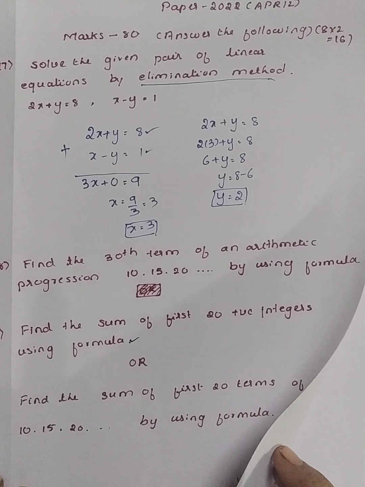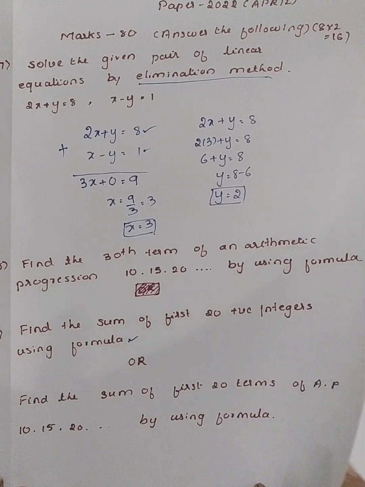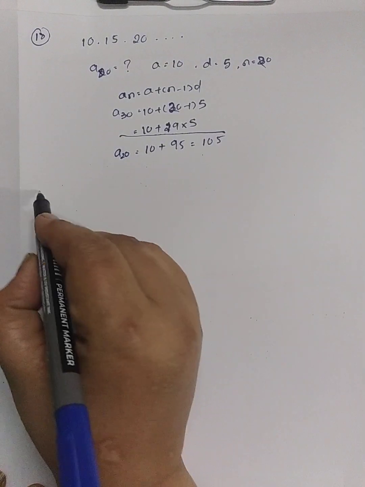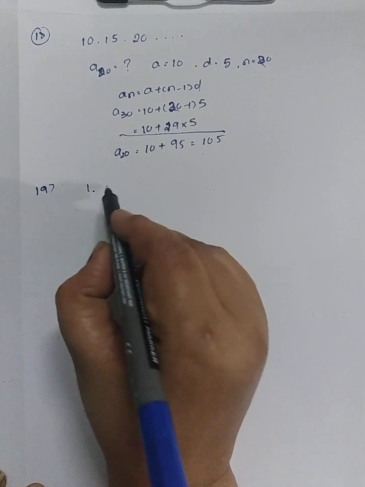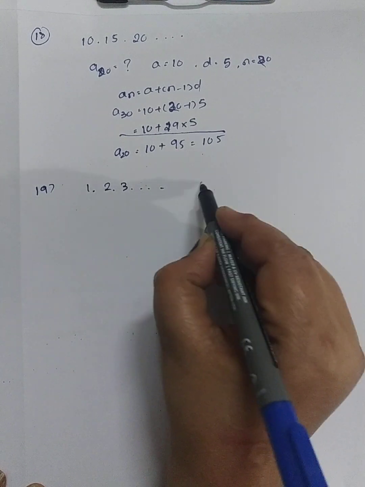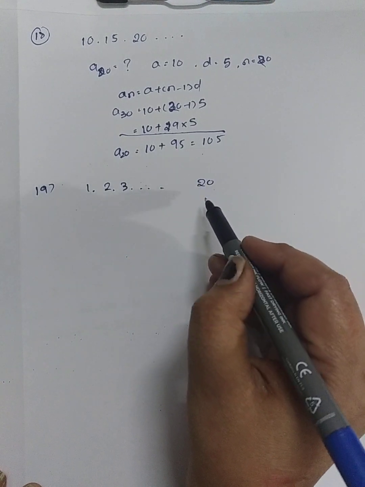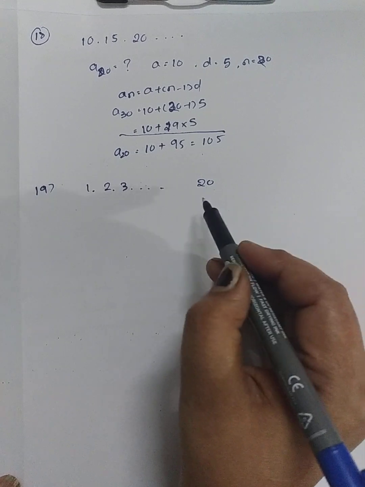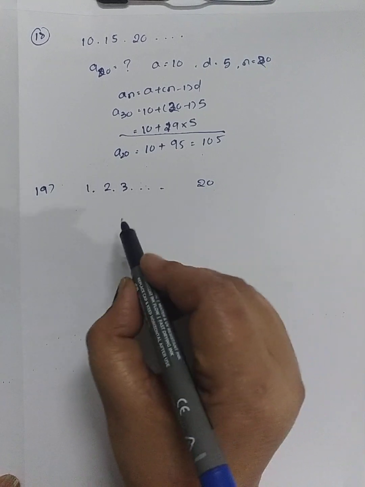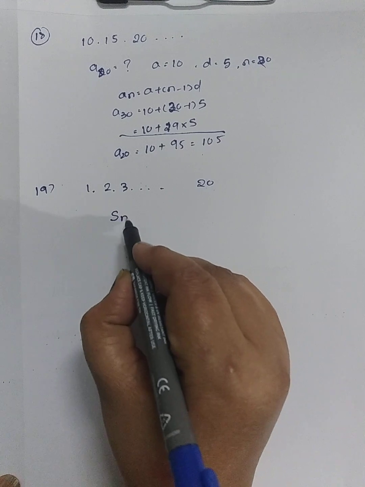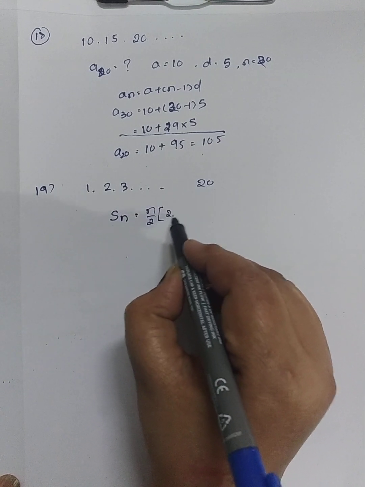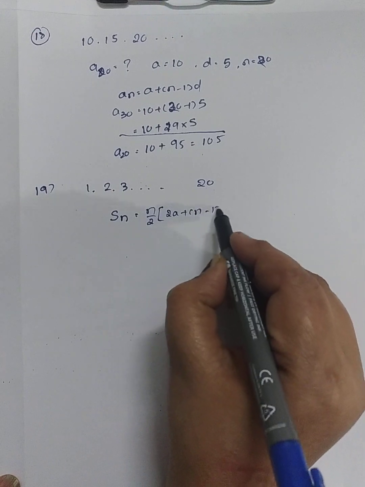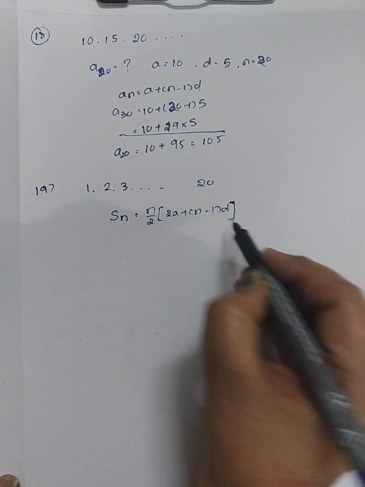So what are the first 20 positive integers? That is 1, 2, 3 up to 20. How can we write that? The arithmetic progression will be 1, 2, 3 up to 20 terms, so n is equal to 20. You have to find the sum. What is the formula for the sum? Sum of n terms, Sn equal to n by 2 into 2a plus n minus 1 into d.